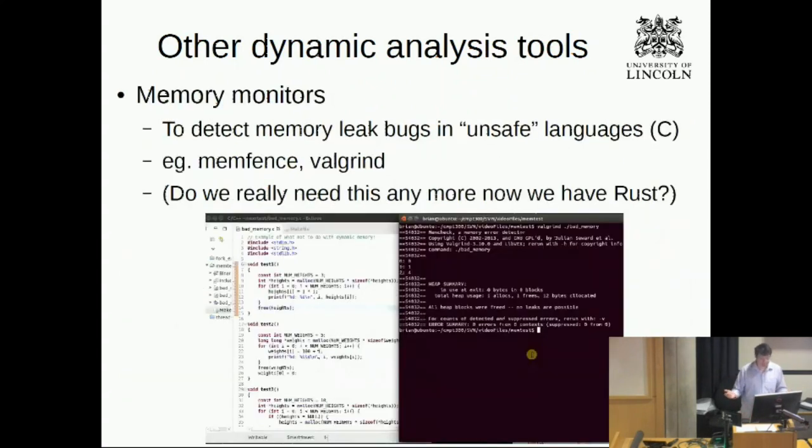There are other types of dynamic analysis. In the bad old days, we had to use memory monitors to check for memory leaks in C-like languages. Again, do we really need to do this now we have Rust? Rust will protect you from all these things in the first place.